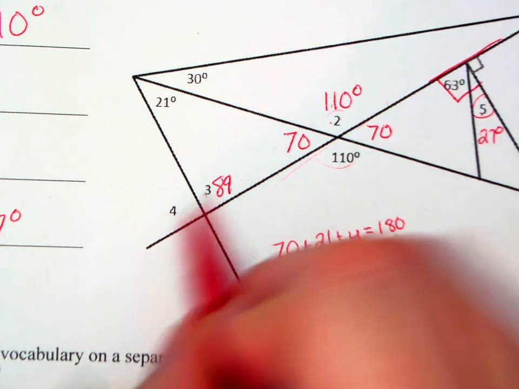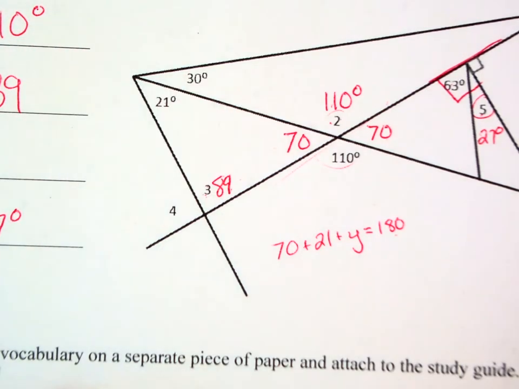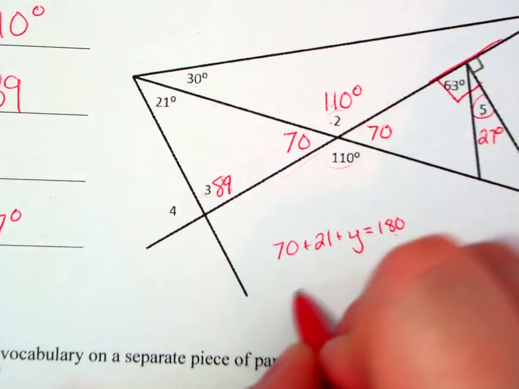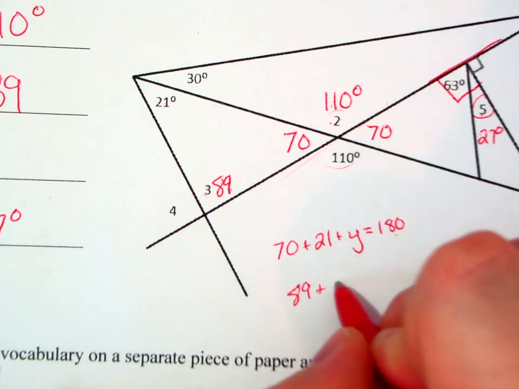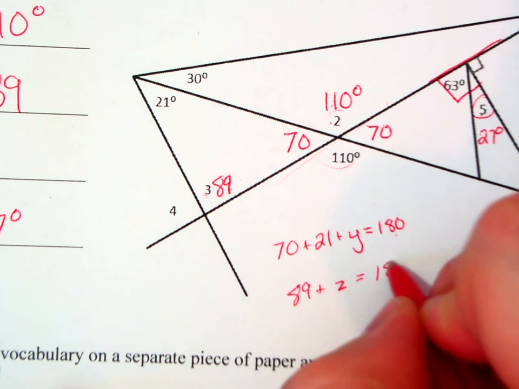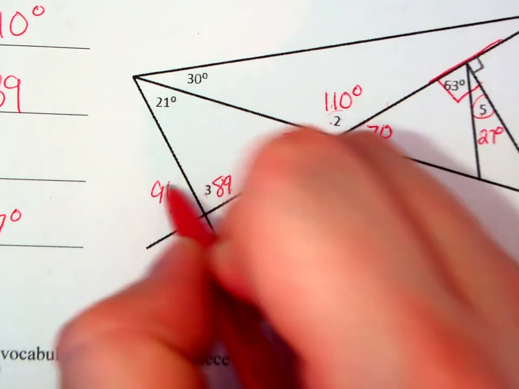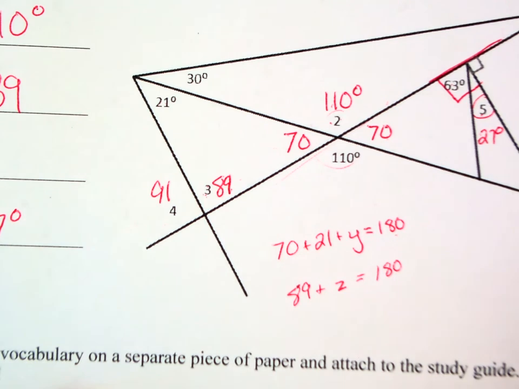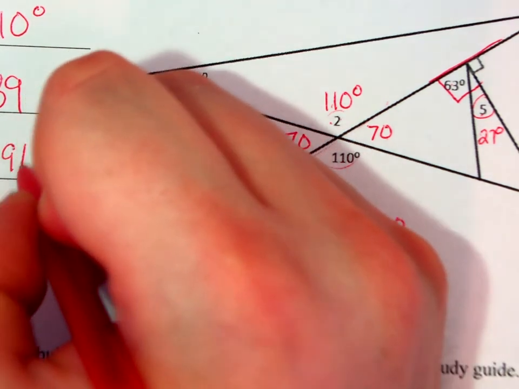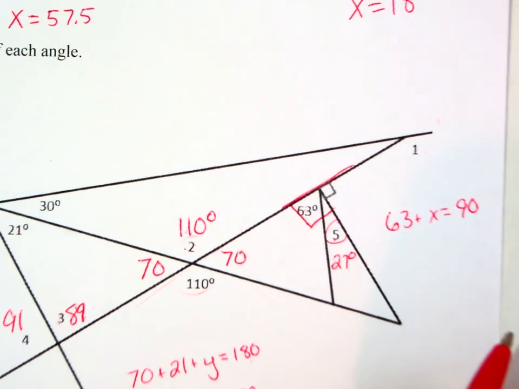Well, 3 and 4 are supplementary to each other. And supplementary means that they will add up to 180 degrees, so 89 degrees plus, let's call that z, is going to equal 180 degrees. So 4 has got to be 91 because 91 and 89 add up to 180. We're working our way around this image pretty quickly now.